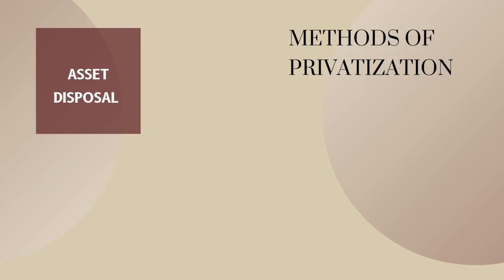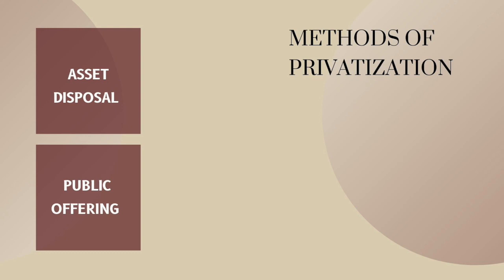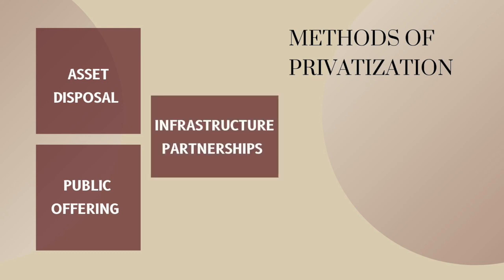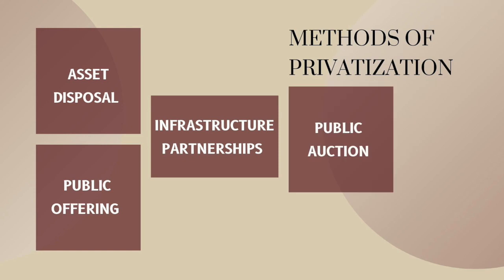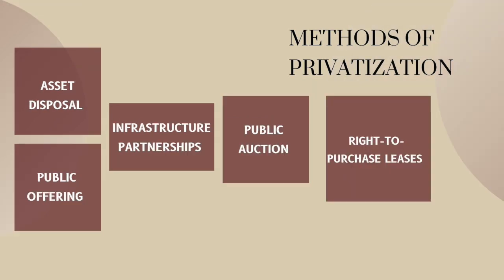Methods of privatization. As soon as the government decides to privatize a company, it looks for the best way. There are several ways to successfully privatize. The first one is asset disposal. Second, public offering. Third, infrastructure partnerships. 4, public auction. 5, right to purchase leases.